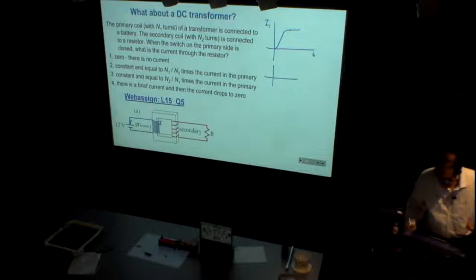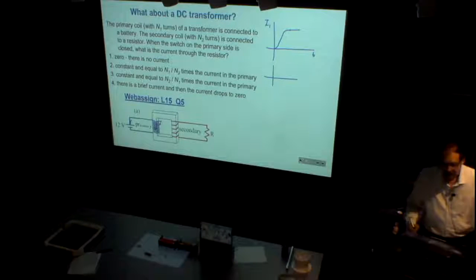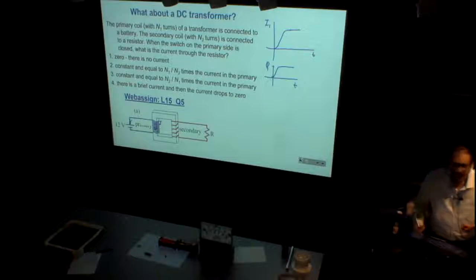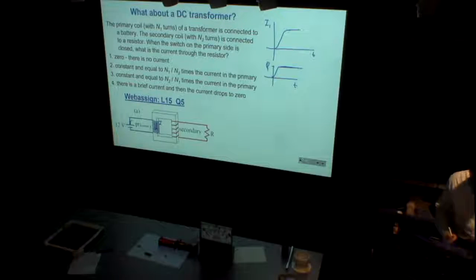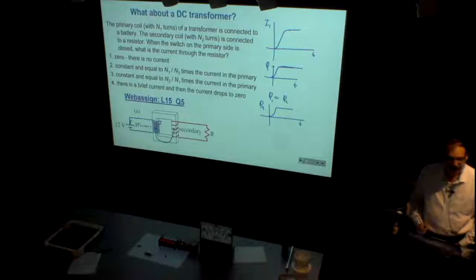So the magnetic field which this current generates, and hence the magnetic flux, changes in time from zero to a certain final value. After that, it stops changing. But now the same magnetic flux, because of the iron core, will be traveling through the secondary coil. So it's not just phi 1, it is also phi 2. So we could sketch the same graph for the flux through the secondary coil.